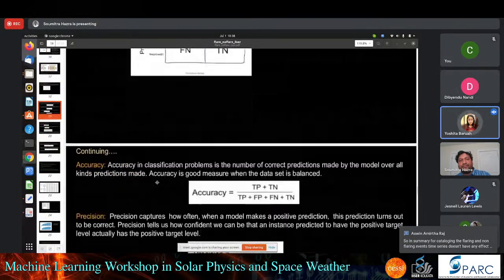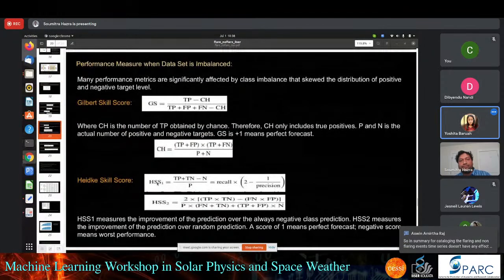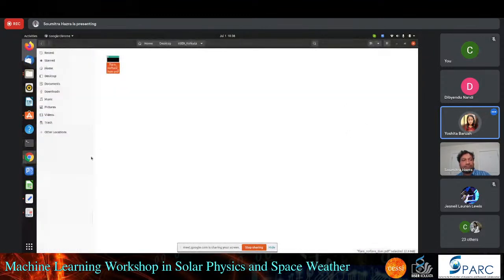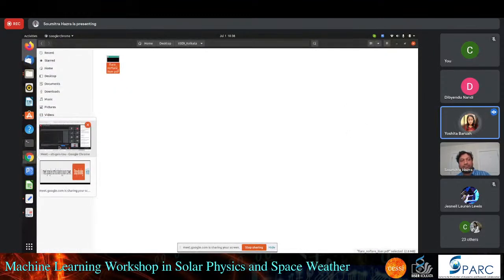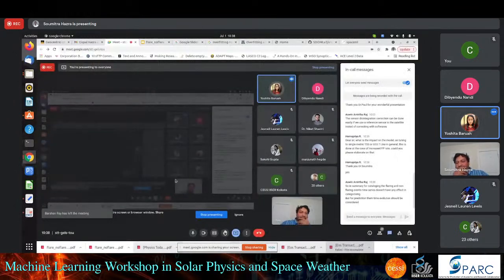Okay. So there's another question from Ashwin. In summary, for cataloging the flaring and non-flaring events, time series does not have any effect in categorizing. But for predicting them, time evolution should be considered. Yes, that's correct.